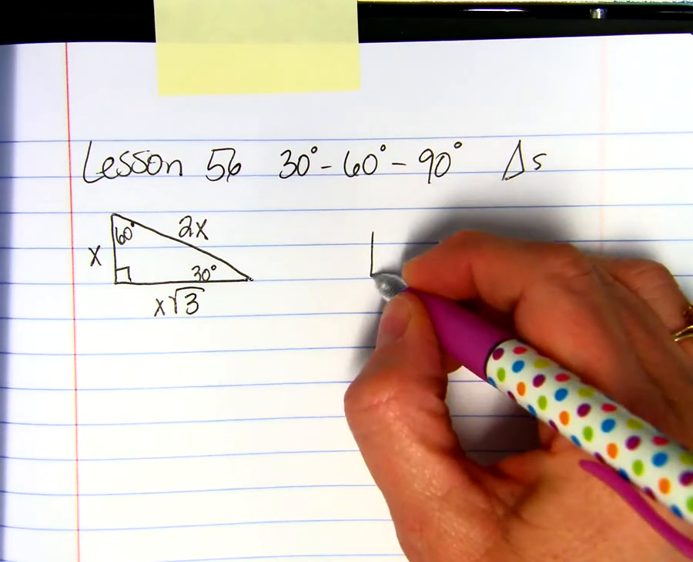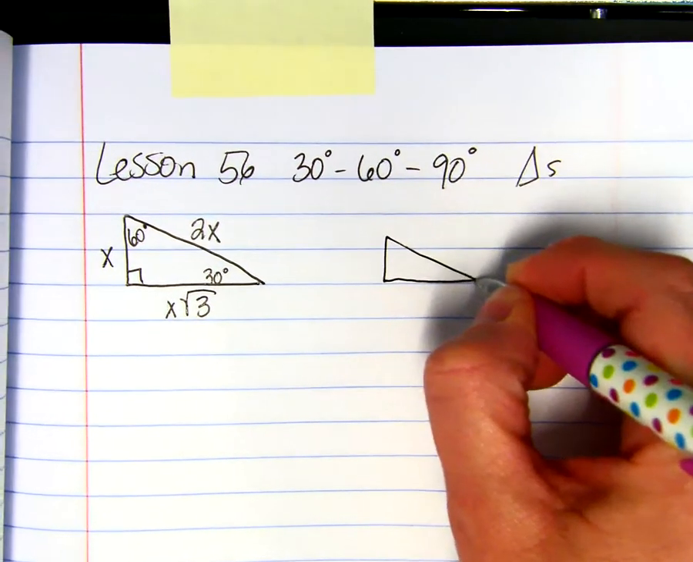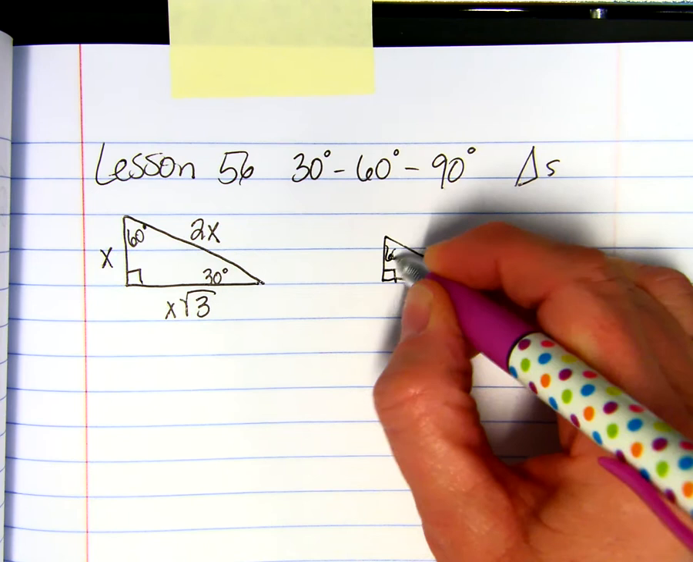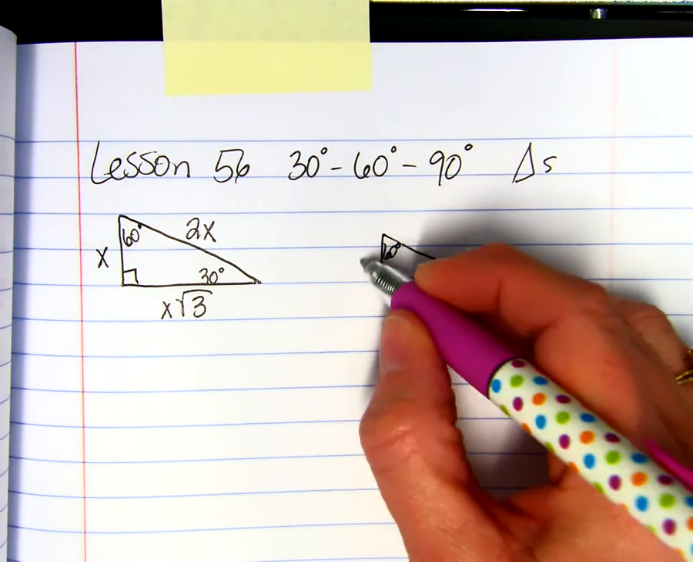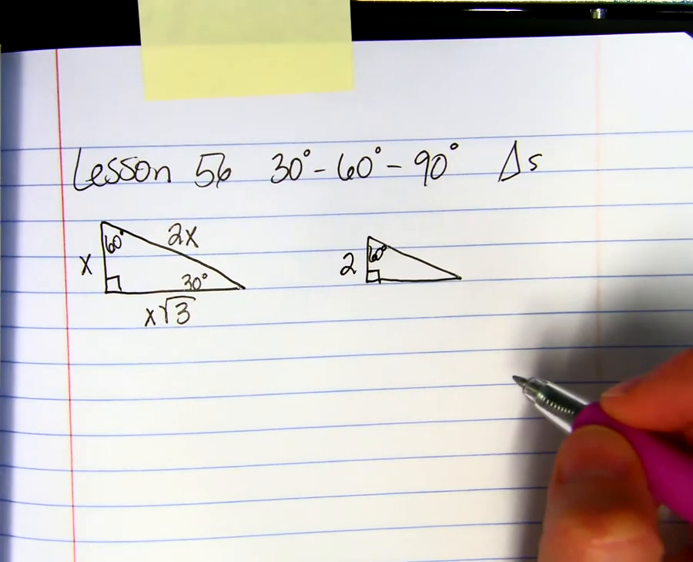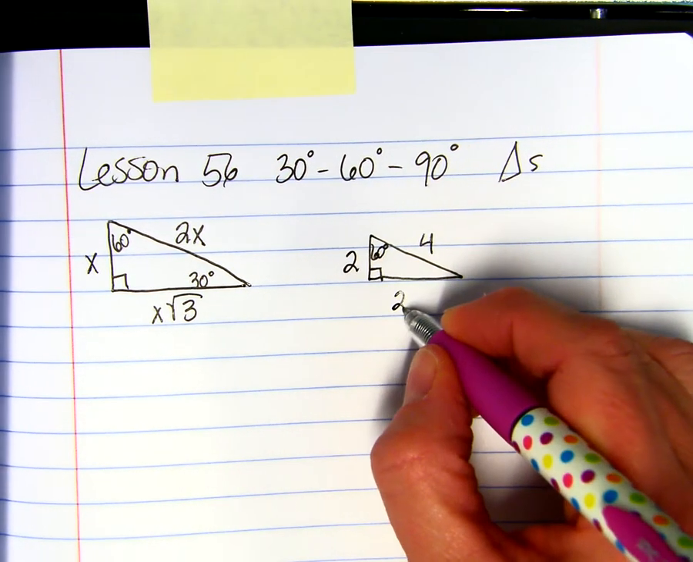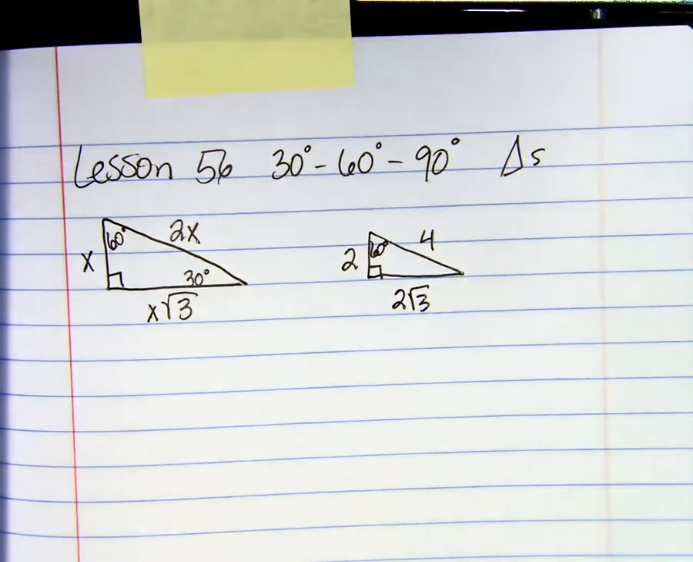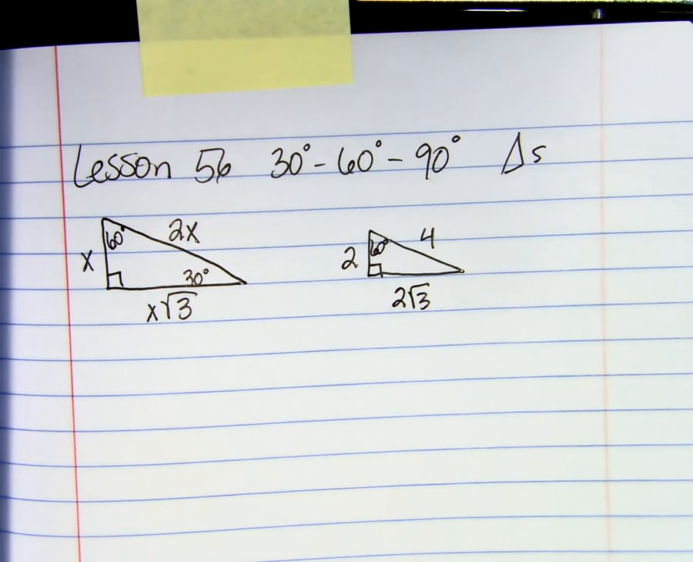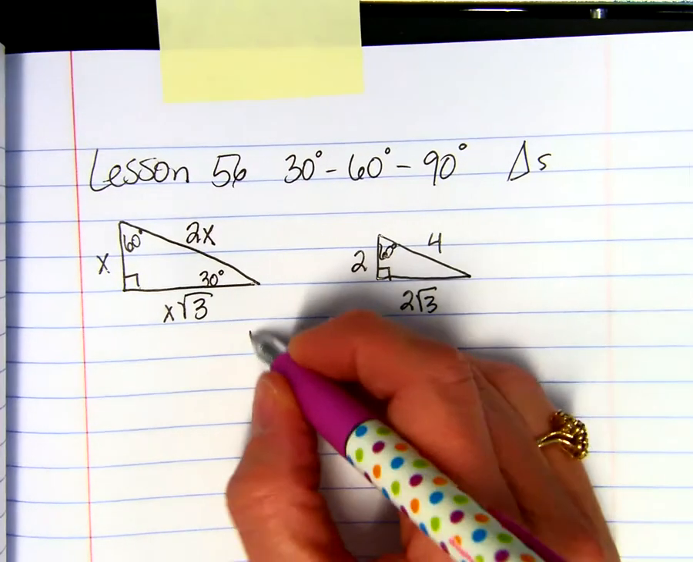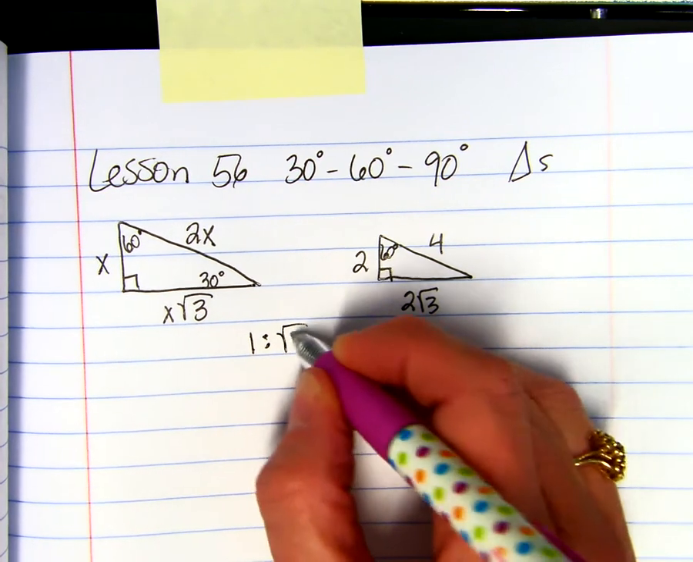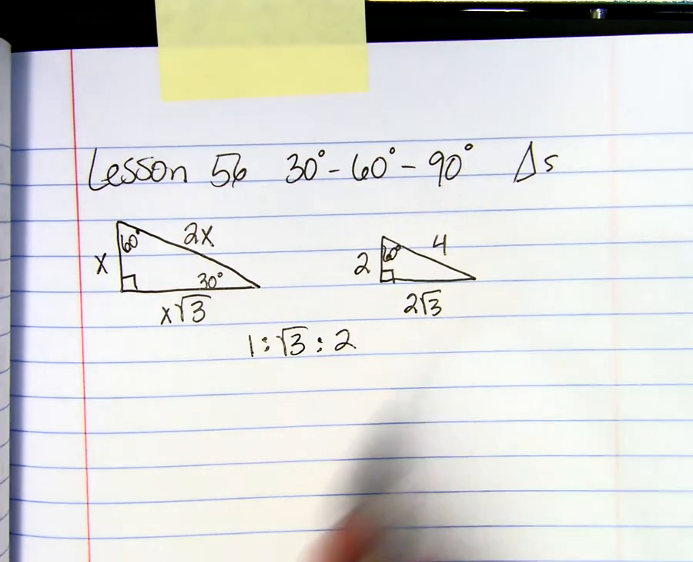So, for example, if we knew the shorter side of a 30, 60, 90 was 2, then the hypotenuse would be 4, and the long leg would be 2 root 3. So we say that the proportion is 1 to root 3 to 2.